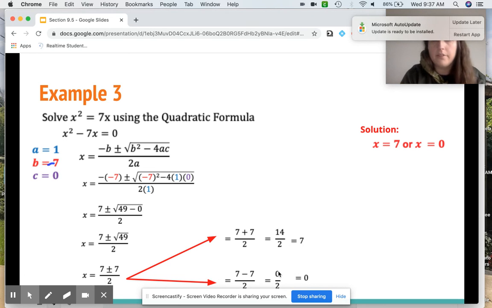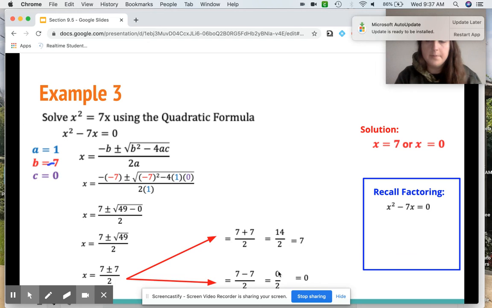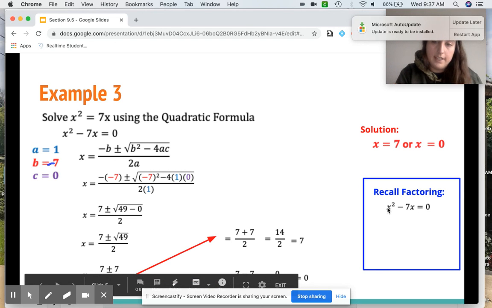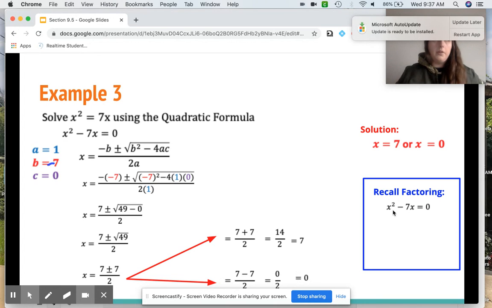Now let's think back real quick to some factoring. So factoring sometimes might be easier. So you have to remember all the different methods. Now you can use quadratic formula on everything, but factoring would be so much easier on this example. So I just want to recall factoring just to remind you what you could do.